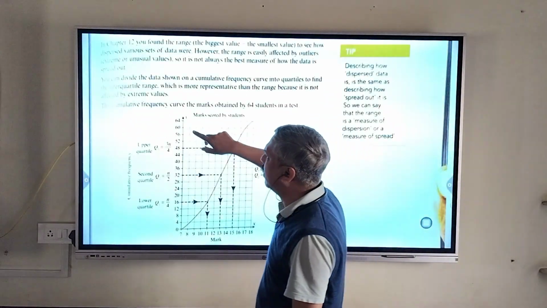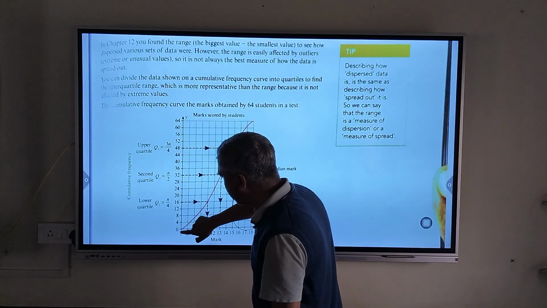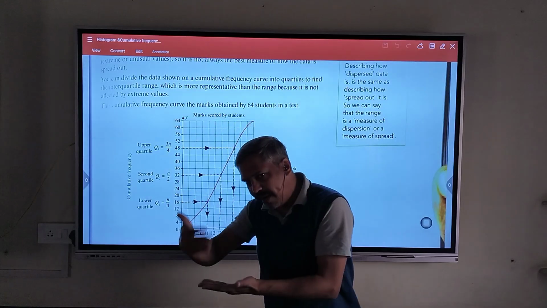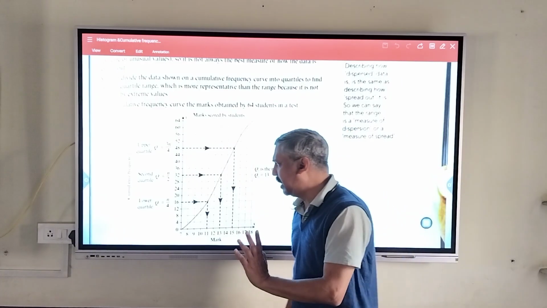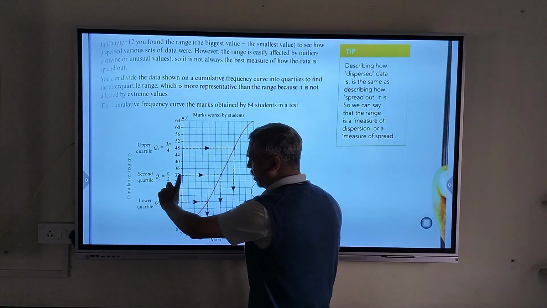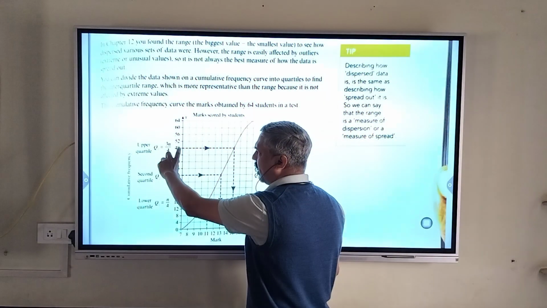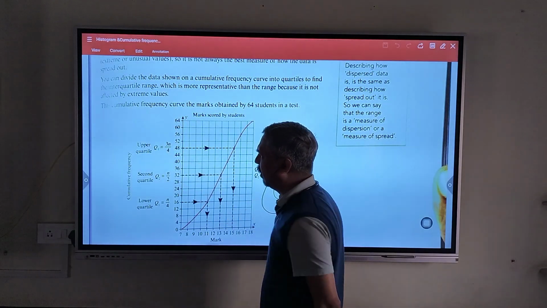We'll see it here. This is the cumulative frequency diagram, and there are 0 to 64 entries here. Now we divide these 64 into 4 equal parts. 64 divided by 4 is 16. So 0 to 16 will be the first quartile, 16 to 32 will be the second, 32 to 48 will be the third one, and 48 to 64 will be the fourth one.